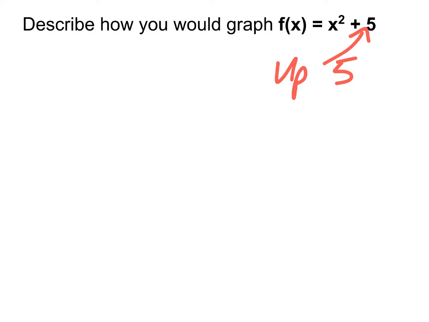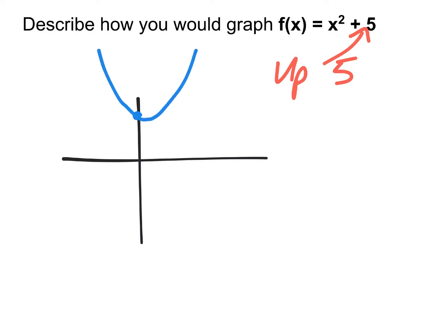And so I would graph this by moving it up 5, put my first point there, and then what's the shape of a x squared graph? Once you know what the shape is, you make that shape. X squared is that U-shaped graph.